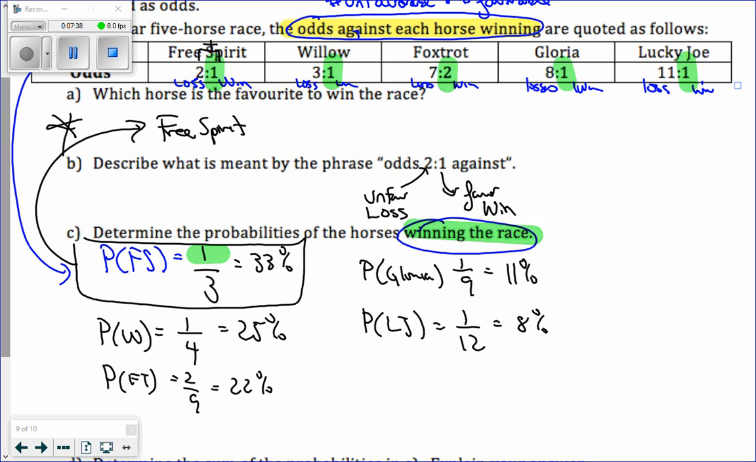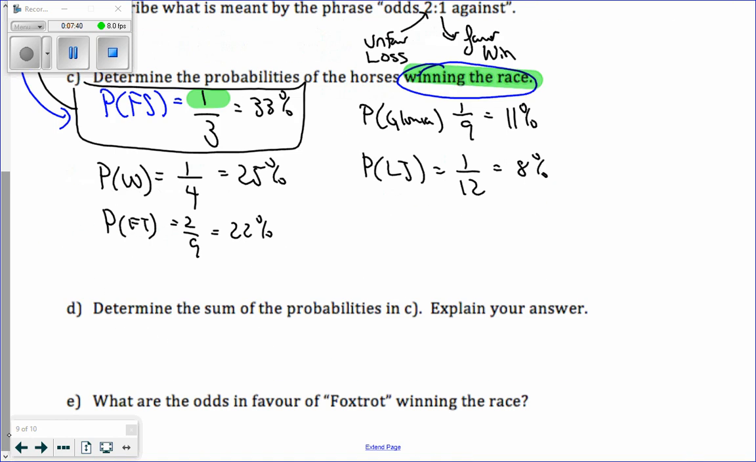So, okay, determine the sum of the probabilities. If we were to add up all of these, so 33%, 25%, 22%, 11%, and 8%.